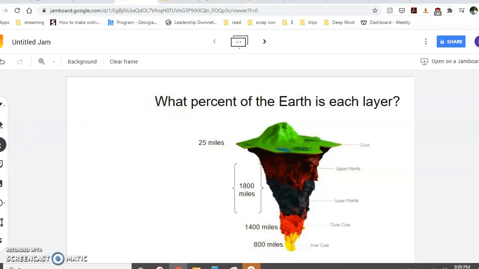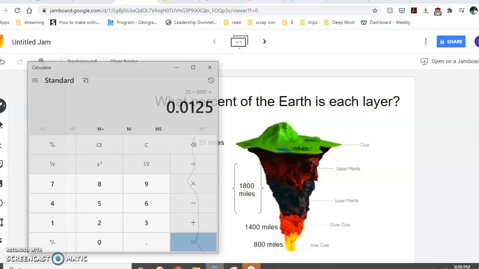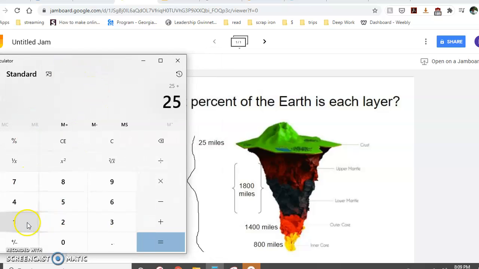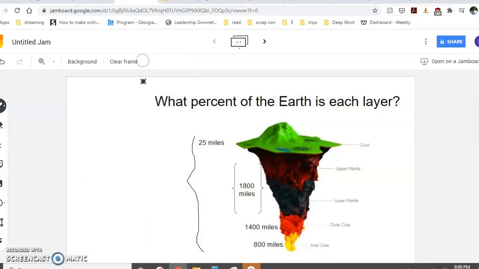I'm going to need the whole, however, which is easy to find, but I don't have it. So if I had the entire depth of these layers, they would be 25 plus 1,800 plus 1,400 plus 800 adds up to 4,025 miles-ish of depth to the Earth. Usually here it's just rounded to about 4,000. So 4,025, that's the whole, right?